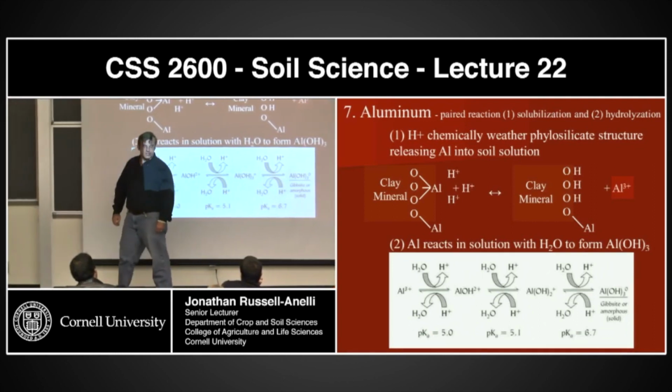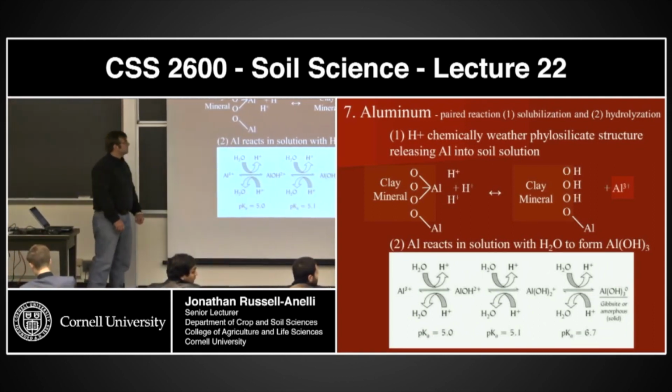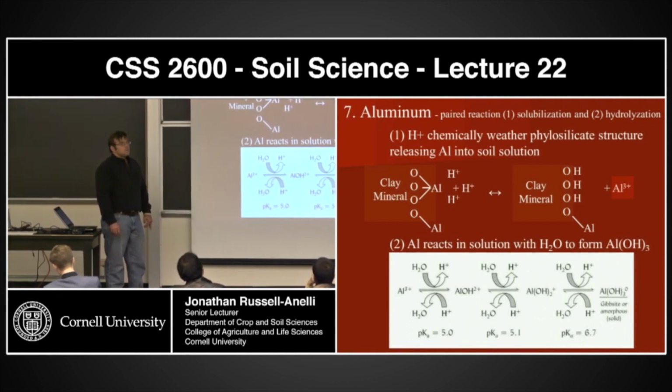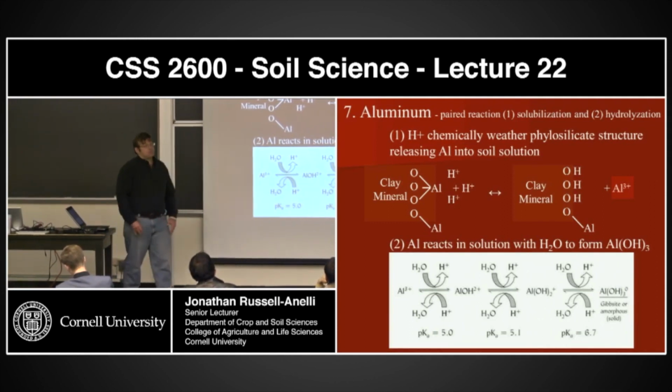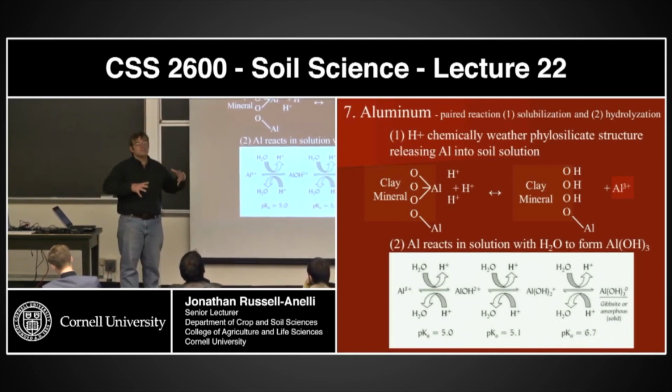Okay, does that make sense? Question: if aluminum is so big and highly charged that it bumps cations out a lot, why would it ever be released into the solution? It goes to that mass action: it doesn't matter how strong you are and how big you are, if you have enough of something else, sooner or later you're going to get knocked off. Does that make sense?